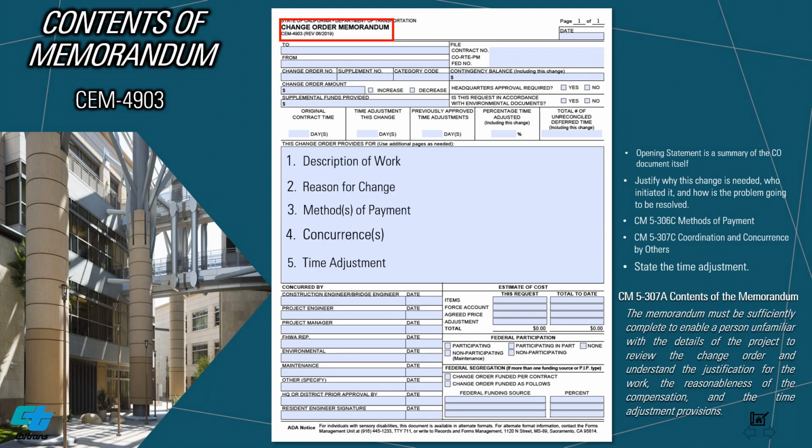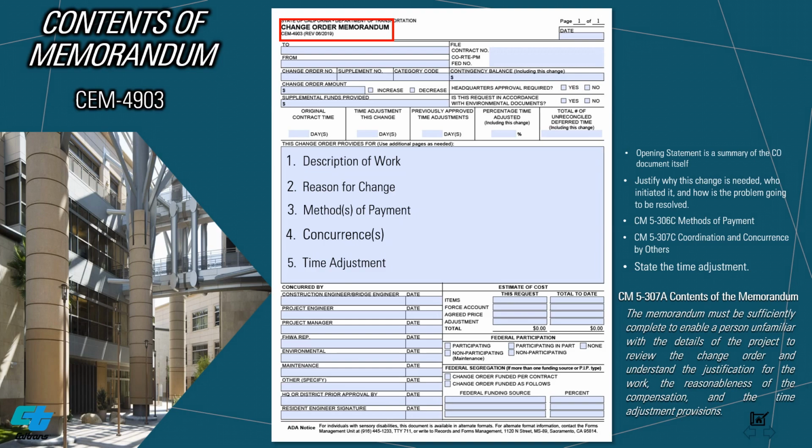Description of work. The opening statement is a summary of the change order document itself. It is a continuation of the header. "This change order provides for" answers the question, what and where. State what the change order provides. It should be brief, clear, concise, and encompass the general objective of the changes. It should describe the work and location. Note that supplemental change orders should also include a description of the original change order.